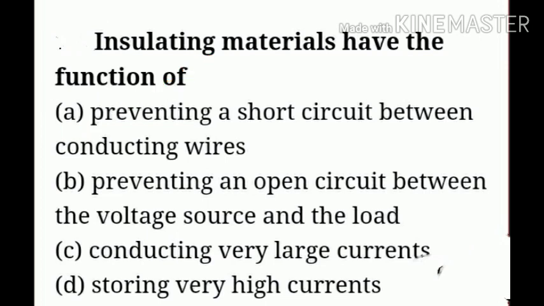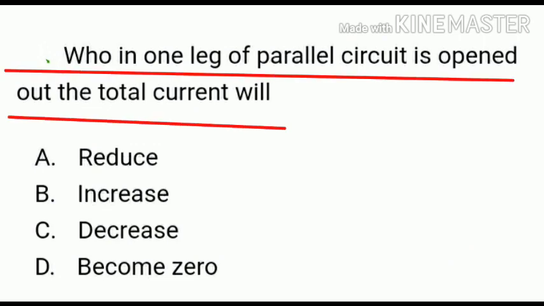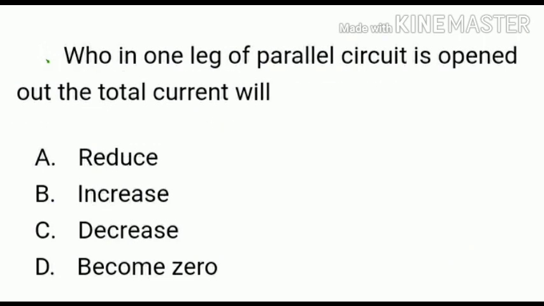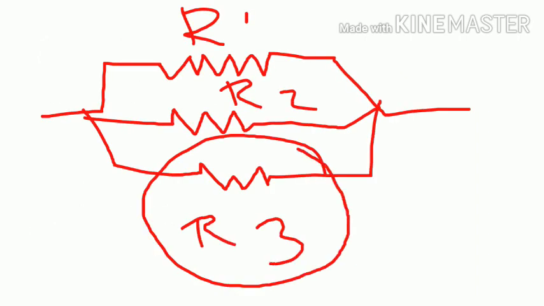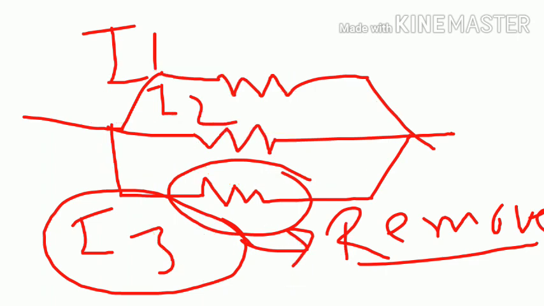The next question is: if one leg of a parallel circuit is open, the total current will. At first we should know what a parallel connection is. In a parallel connection, the potential difference of the circuit is always constant, and the current will be divided. If we open a leg of a parallel circuit, the current should decrease. Here we see the picture of a parallel circuit. If we remove R3, then R1 and R2 will be active. So we get I1 and I2 currents, and we do not get I3, so the current will be reduced.